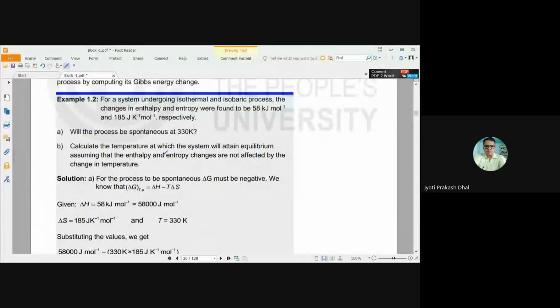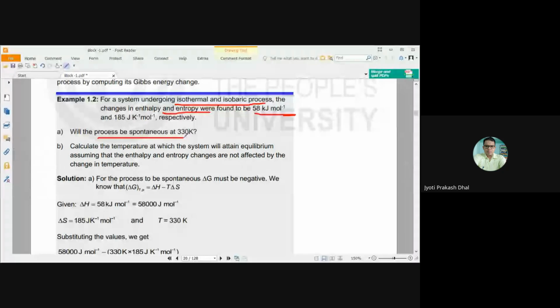And here are the two long questions. One numerical question is there for a system undergoing isothermal and isobaric process. Isobaric means constant pressure; in that numerical, isobaric means constant volume. So for a system undergoing isothermal and isobaric process, the change in enthalpy and entropy will be this and this.